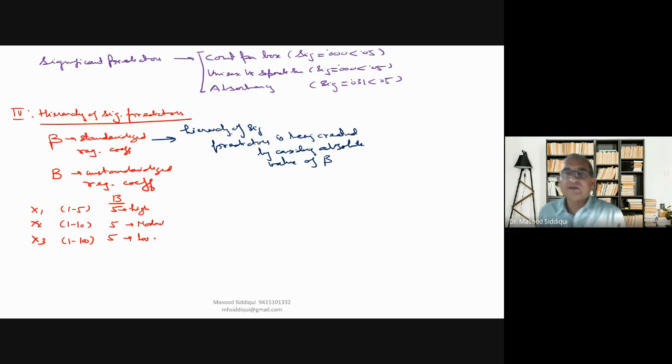Means they go in the opposite direction. But here we are concerned with the relationship. We are not concerned with the direction. So it is immaterial whether the value is plus or minus. If the value is high, it will be treated as high. So the hierarchy of significant predictors is being created by considering the absolute value of beta, right?